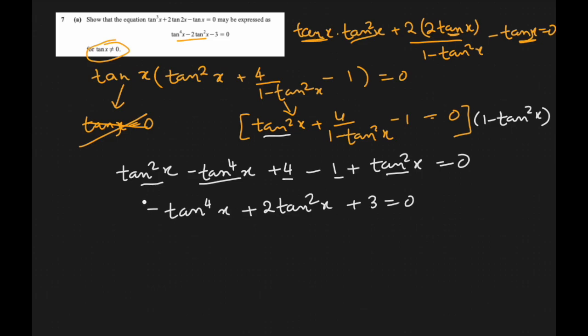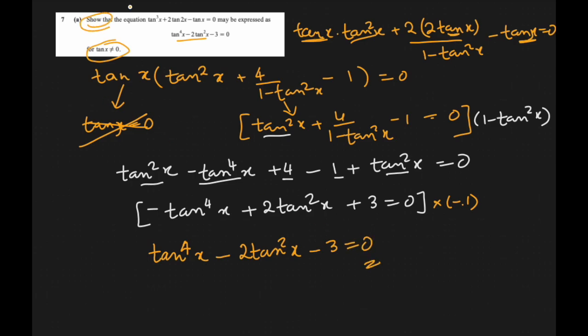So if the signs are like this, we can again multiply by minus 1. So that's the rule. We can multiply the whole equation by the same element. Here we multiplied by 1 minus tan square x. Here I am multiplying by minus 1. I wasn't aware that tan to the power 4x would become negative, and others would have different signs. Now I want to change sign, so I'll multiply by minus 1. So finally we get tan to the power 4x minus 2 tan square x minus 3 equal to 0, and this is what they asked us to show.